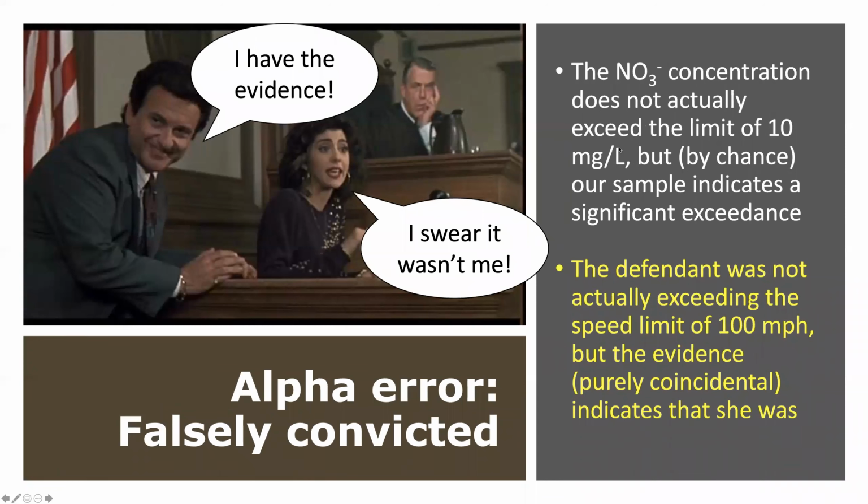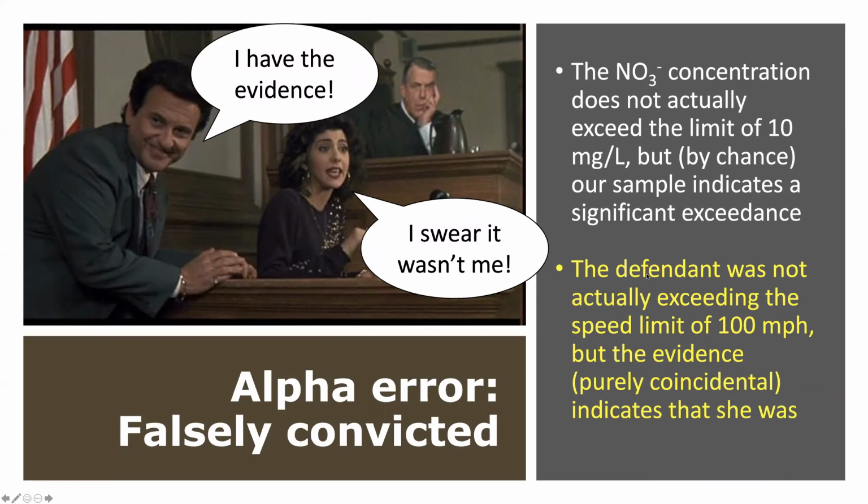All right, so if we were to do this test and we get an alpha error, this is the same thing as being falsely convicted for a crime. So in our engineering case, the alpha error would represent a situation where the nitrate concentration does not actually exceed the limit of 10 milligrams per liter, but just by random chance, the sample that we collect and calculate the average of indicates that it significantly exceeded that threshold of 10.